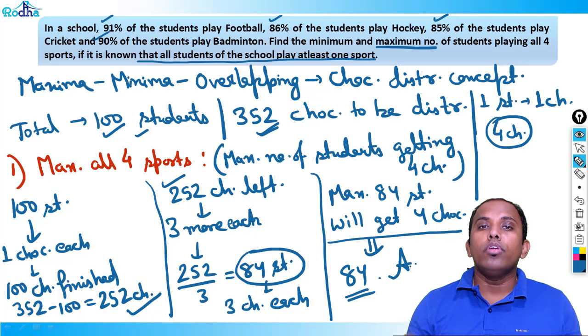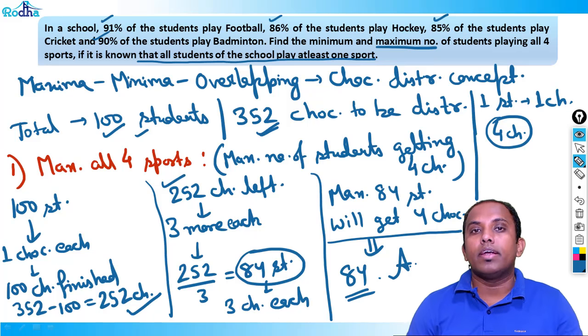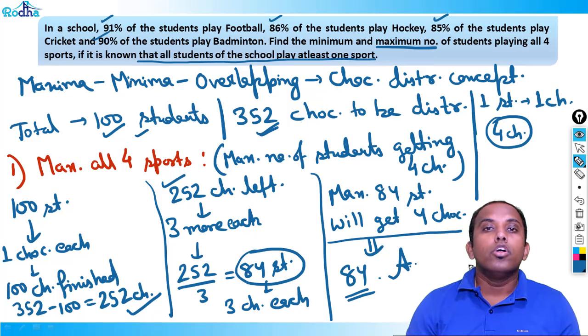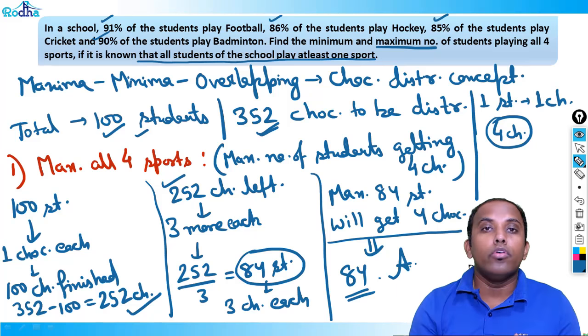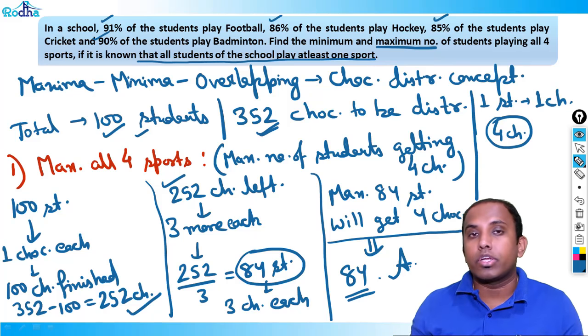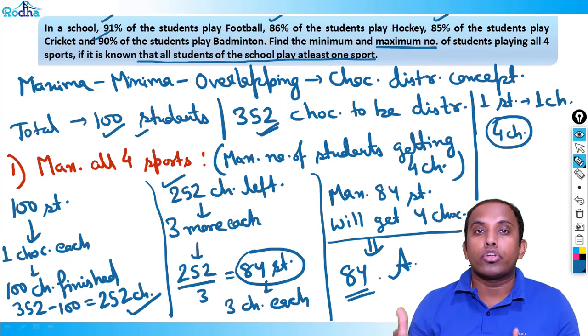Got it, right? Once you understand this method, you can do it mentally. Just revise it. Total there are 100 people, and if you add all the data, it is 352. So 100 people and you have to distribute 352 chocolates. To the maximum number of people you want to give 4 chocolates each. So how will you give? First you have to satisfy the minimum condition of the question. In the question it is given that all students of the school play at least one sport.